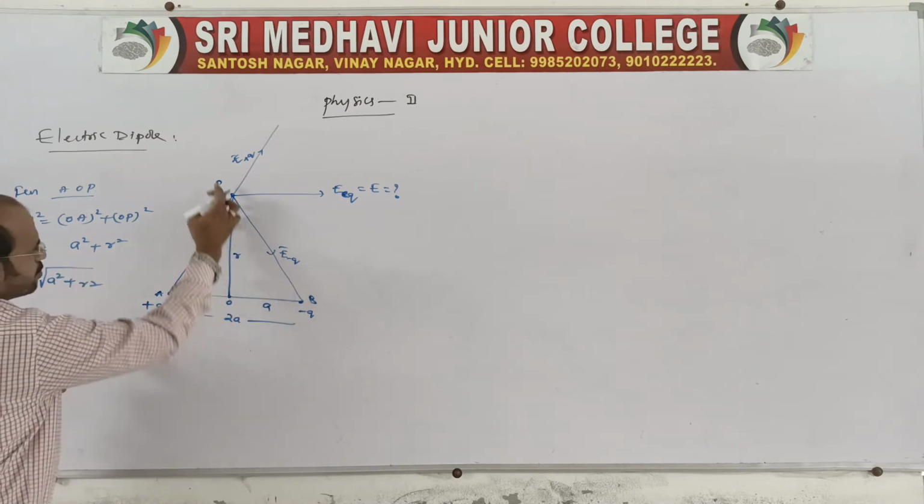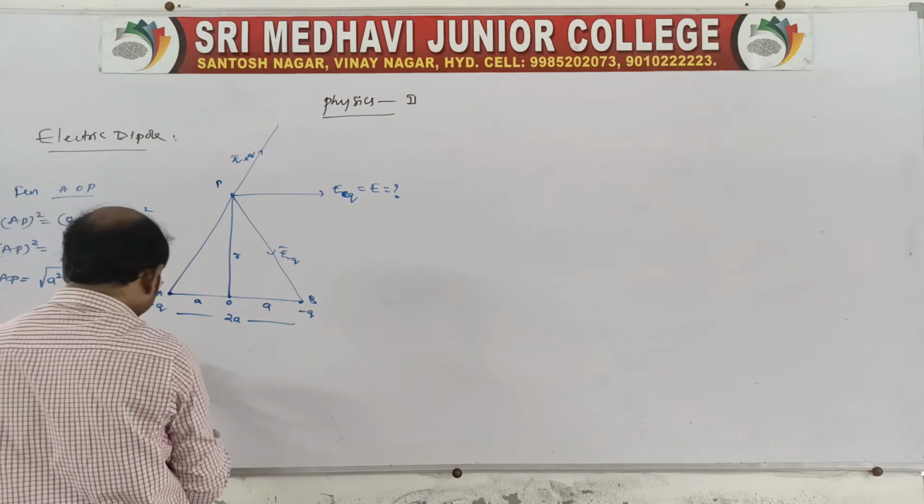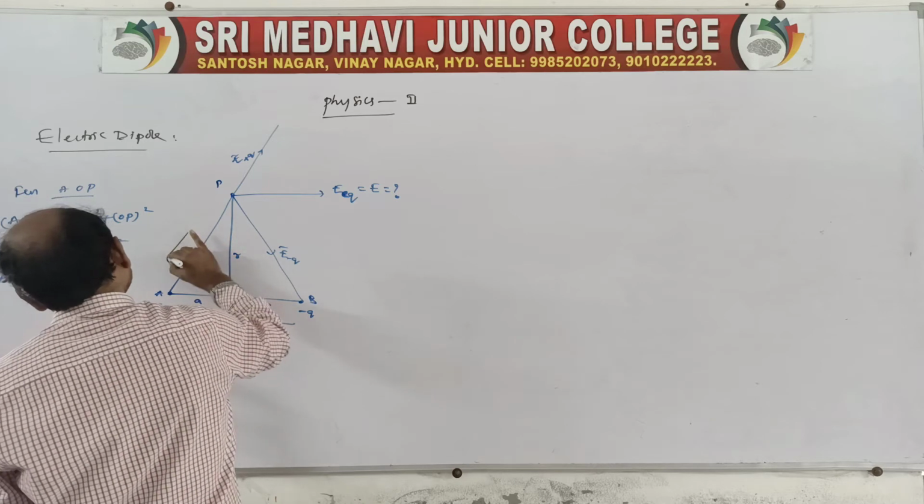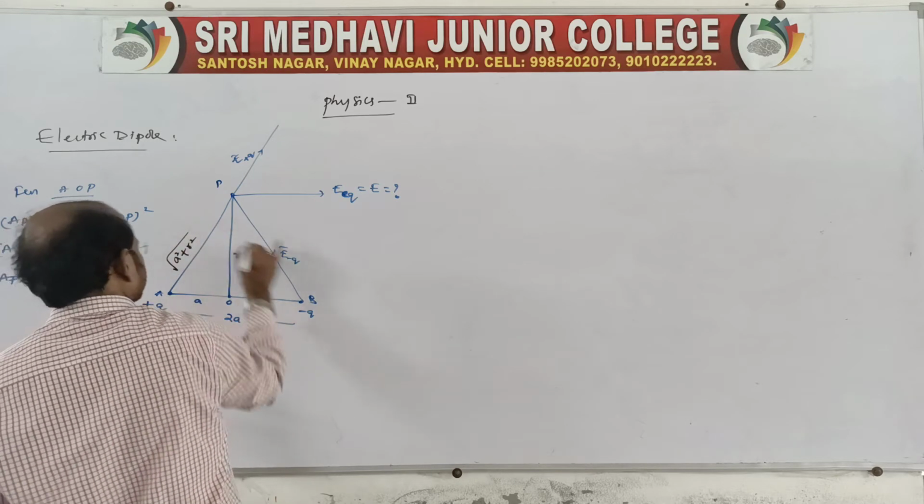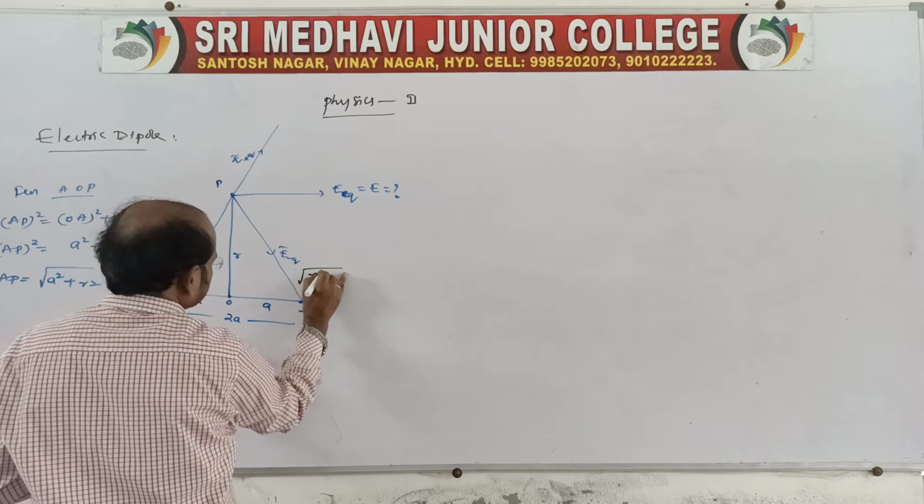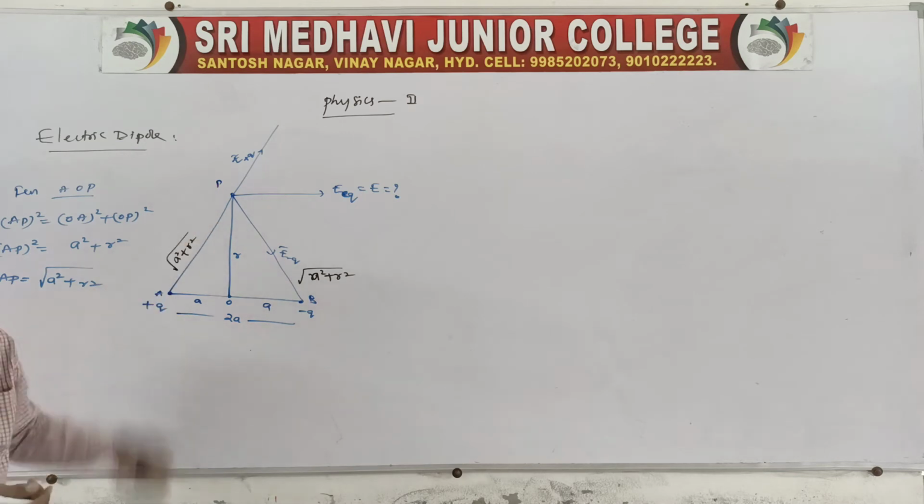Of course BP is also the same. Now you write this distance: it will be root over a square plus r square. Here also this distance will be root over a square plus r square. That is the distance BP and AP.